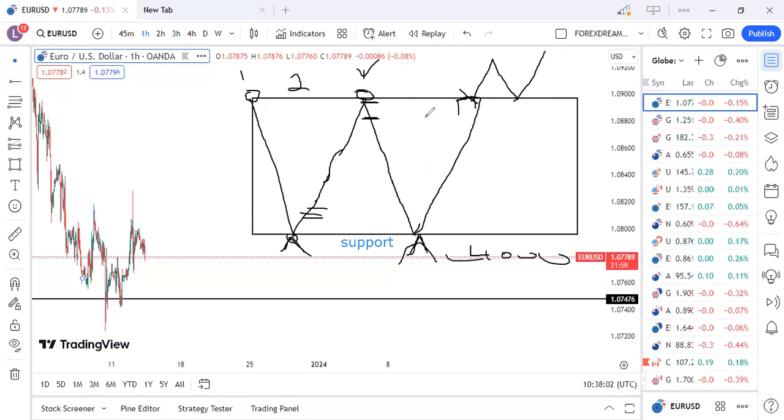the broken resistance. Always observe what they left here for you. If you realize that on your left-hand side they left you a potential continuation pattern, do not buy here. Wait until the market touches there. Potential continuation pattern, and then you buy on the potential continuation pattern, you place your stop loss below.